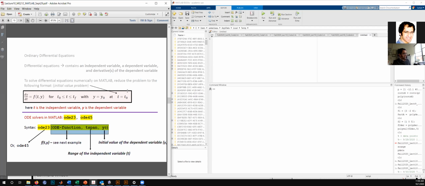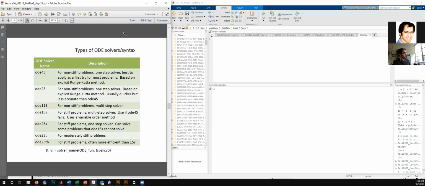We are going to do one example today in the lecture, and make sure that you know how to separate out these three information points. Number one, function. Number two, the range of the t parameter. And number three, the initial y value. As long as you know that, you can just set up according to this syntax over here. So let's look at an example.